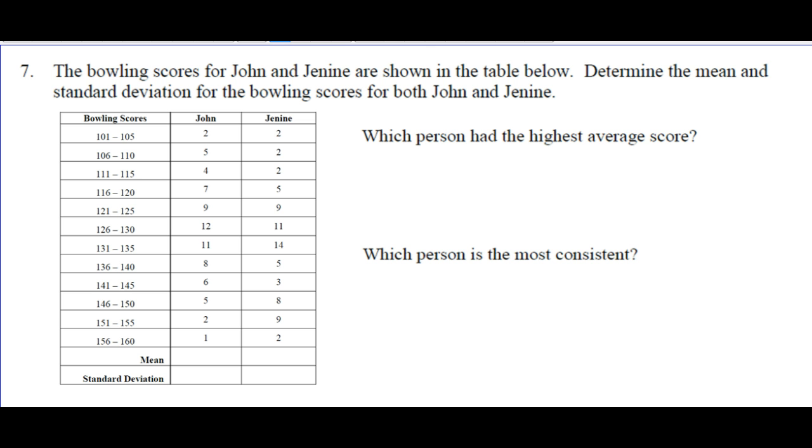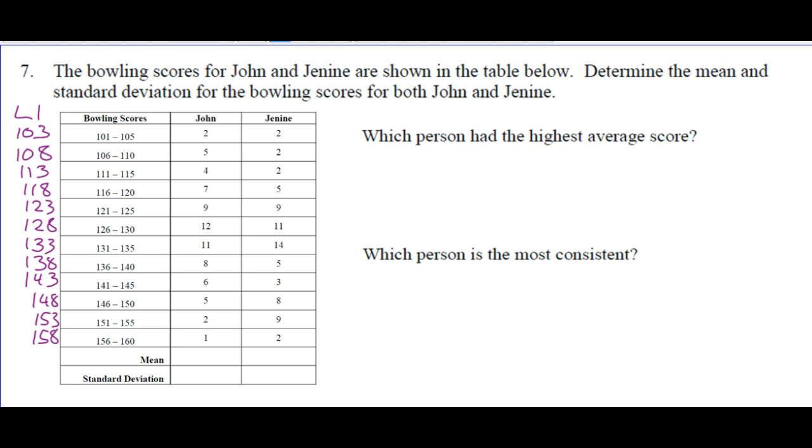So what we're going to put in L1 is the middle of each of these ranges. We know that John had 2 games in which he scored between 101 and 105, and the number we're going to use to represent that is the middle of 101 and 105, which is 103. Middle of 106 and 110, 108. We're basically just adding 5 each time. You see each of these go up by 5, so the middle is just going to go up by 5. So 113, 118, 123, 128, 133, 138, 143, 148, 153, 158.